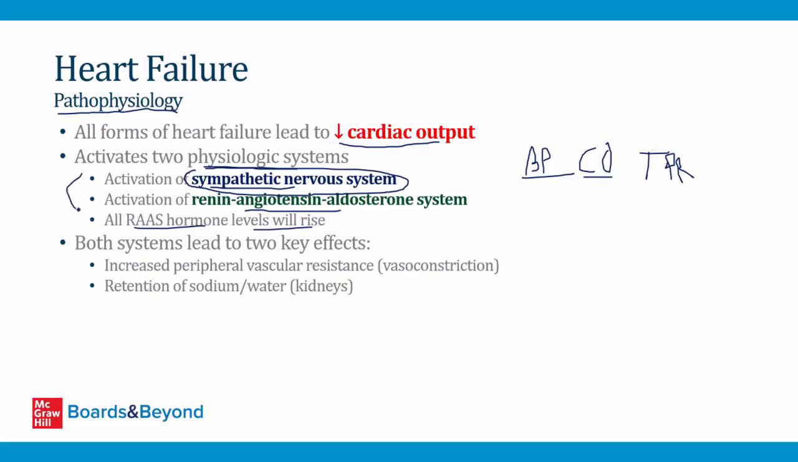And both of these systems lead to two key effects that occur in patients with heart failure. First of all, they get vasoconstriction of peripheral arterioles. This raises the peripheral vascular resistance. The body is trying to compensate for the low cardiac output by increasing the TPR to try and maintain blood pressure. And then the other thing that the sympathetic system and the RAS do is cause retention of sodium and water, and this is due to effects in the kidneys.